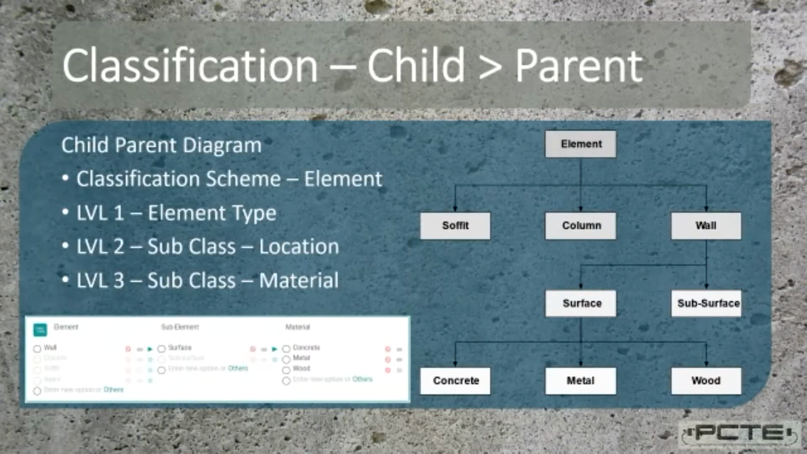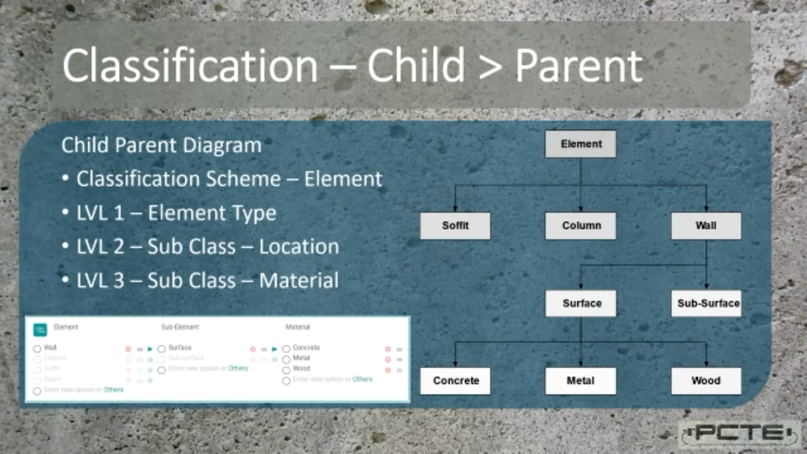This is a fairly straightforward classification scheme defining a structural element. So the classification scheme itself is structural element. Then we have the element type: a soffit, a column, a wall. We have a subclass of a surface wall or a subsurface wall, and then a further subclass of a metal surface wall or a concrete surface wall. So we've got that hierarchical relationship. This is maybe not the best example. We could argue whether surface or subsurface could be used as a property, but it's, again, just a visual representation of that class structure. Subclass, subclass, major class.